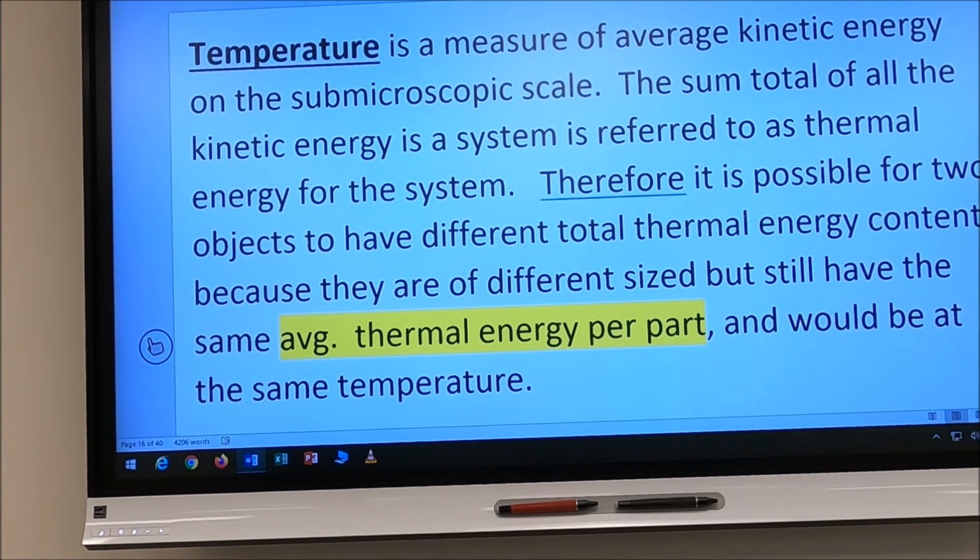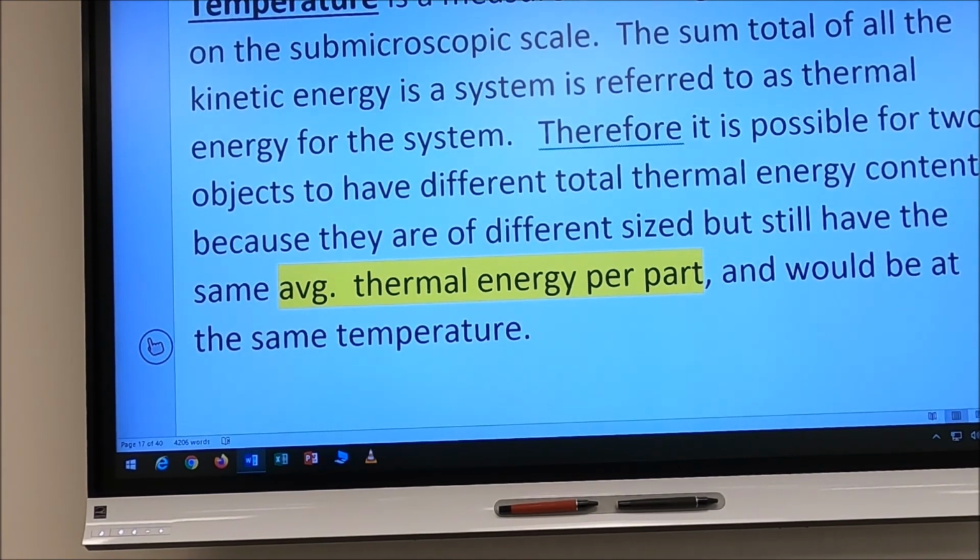Therefore, it's possible for two objects to have different total thermal energy contents because they're different size samples, and have the same average thermal energy content and have the same temperature. So a 100 gram sample of water at 100 degrees C and a 500 gram sample of water at 100 degrees C both have the same average kinetic energy, but they have different total energy contents.